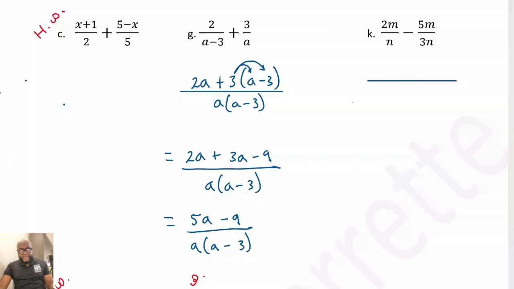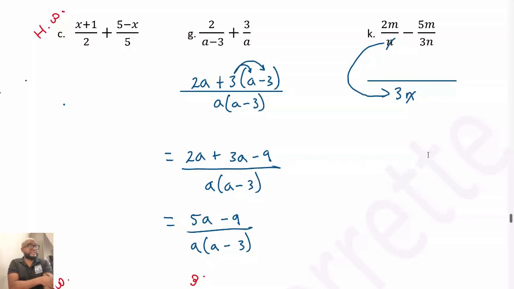My LCM here, as I was saying before, would be 3n, and watch why. n could go into 3n. If I say n into 3n, it's like the n's cancel. Everybody good there? That's fine, guys.